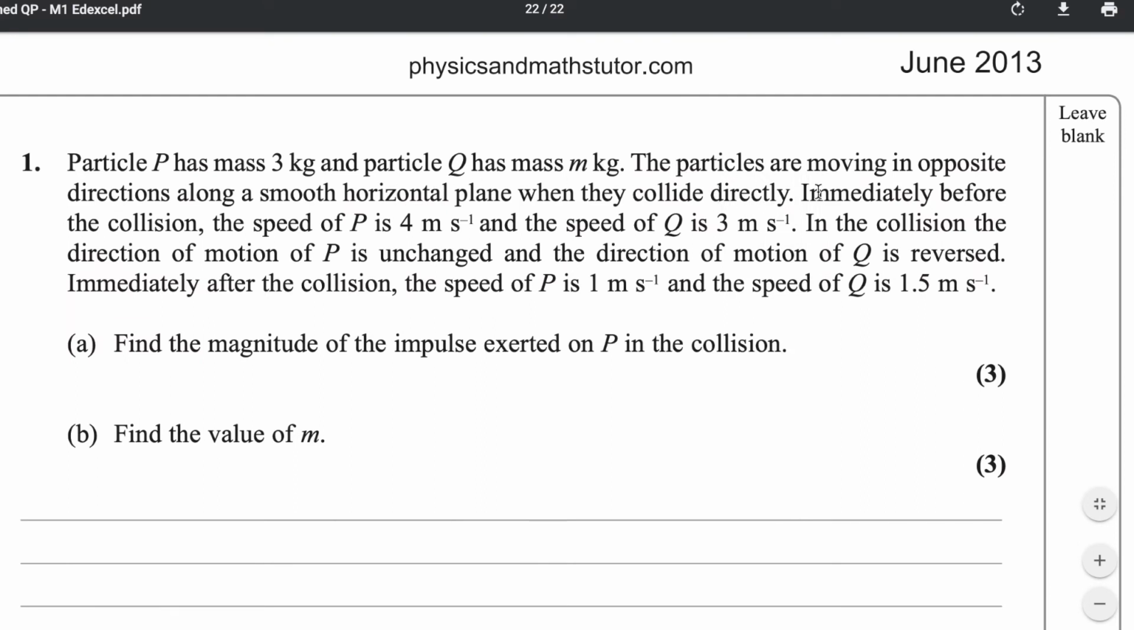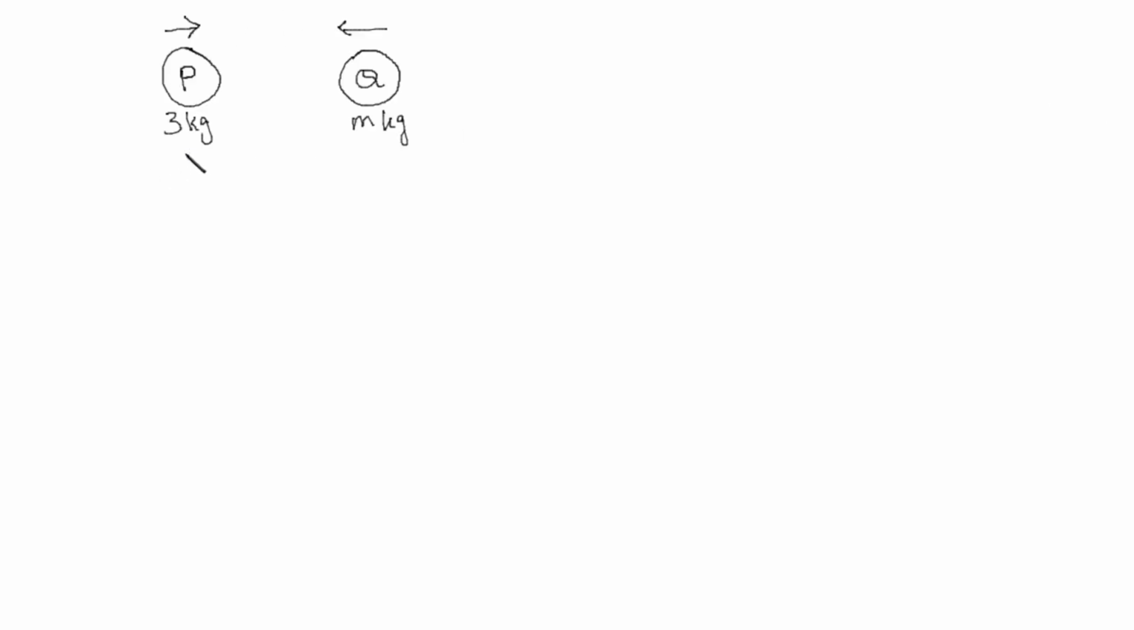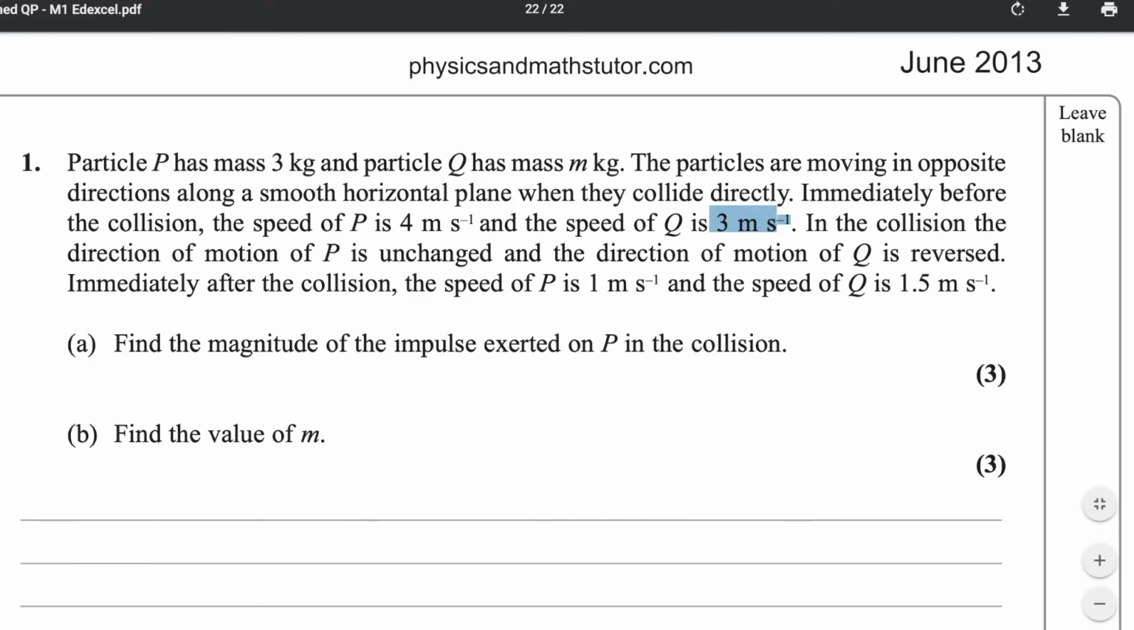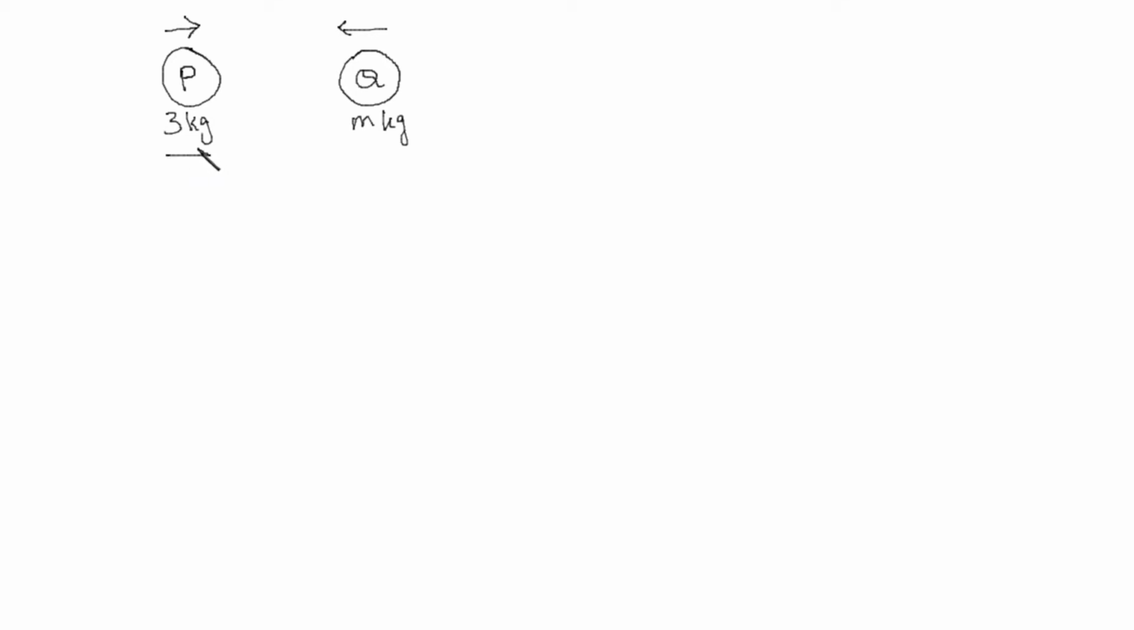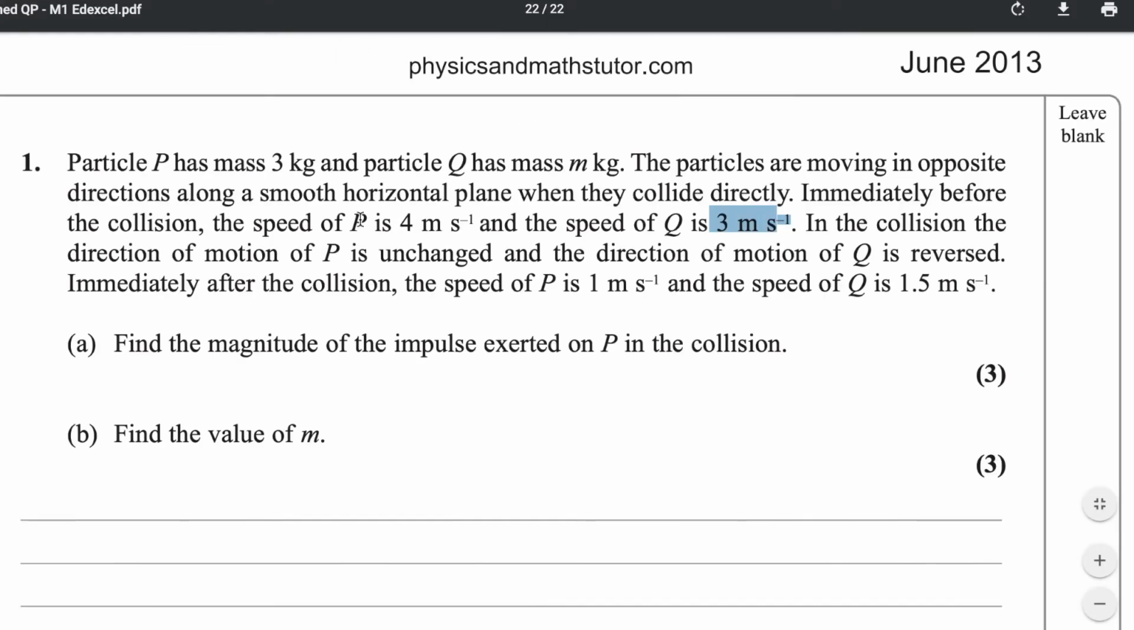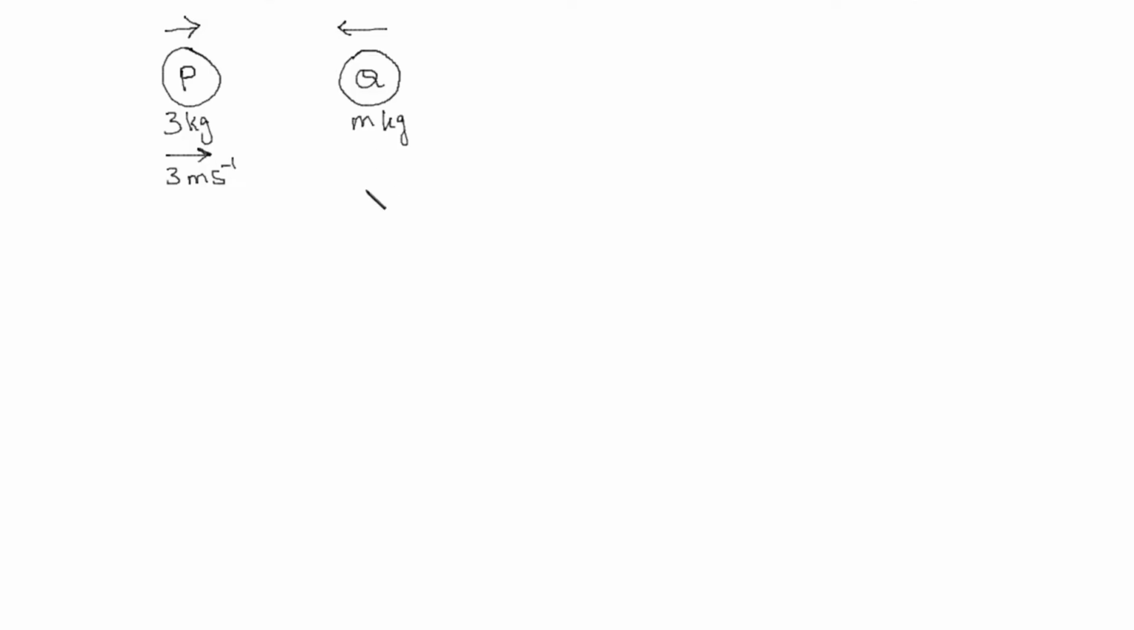Immediately before the collision, the speed of P is 4 meters per second and the speed of Q is 3 meters per second. This is u, because the speed before the collision we take as u, and the speed afterwards we take as v. Let me make sure that it's correct. No, it's 4, I'm sorry. Yes, P is 4 and Q is 3. So here it's 4, and this one is in this direction, and it's 3 meters per second.